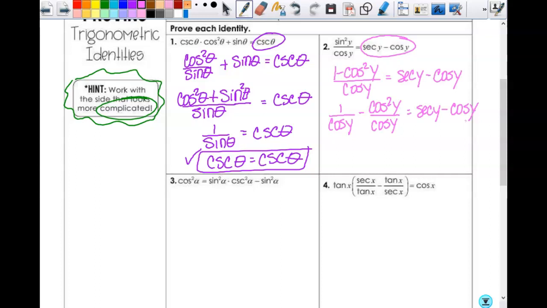What do you mean cross out? Wait, what am I canceling out? We are not solving anything. Well, you said mark out the secant y, is what he said.